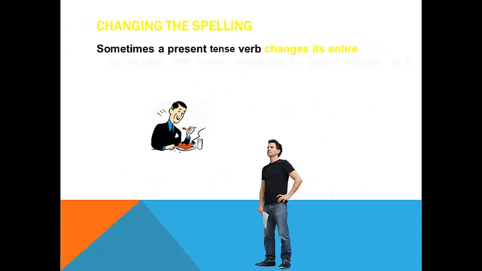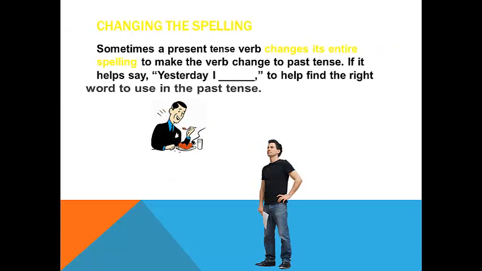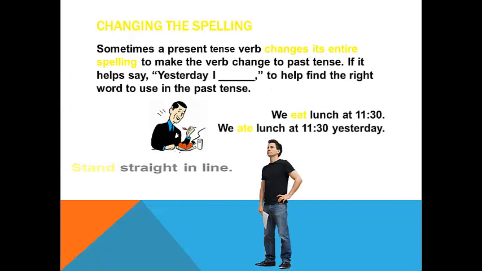Alright, more rules. When we talk about the last rule, we're going to mention when we change the verbs completely in the way they are. Example, the verb eat. Past form of the verb eat, then we have ate. What about the past tense form for the verb stand? We have stood. So in this case, we're going to change all the structure of the verb in past.